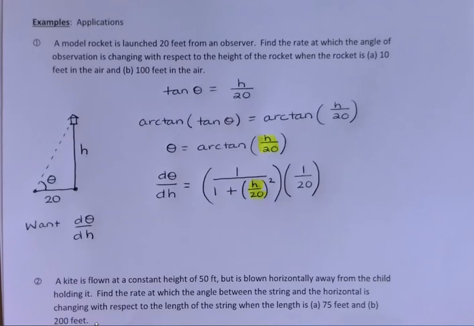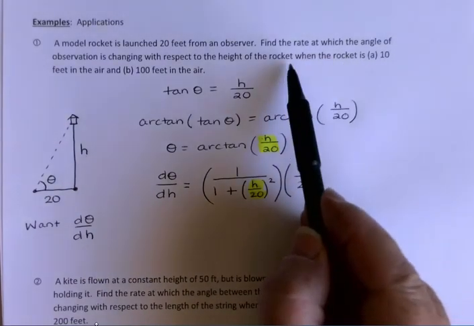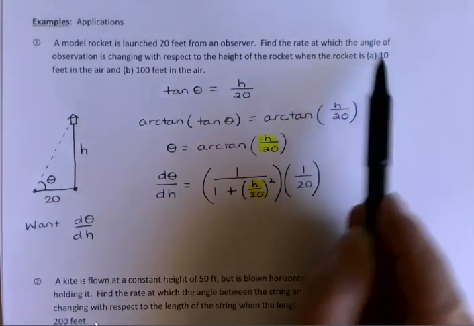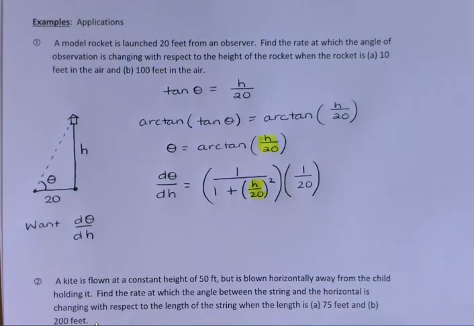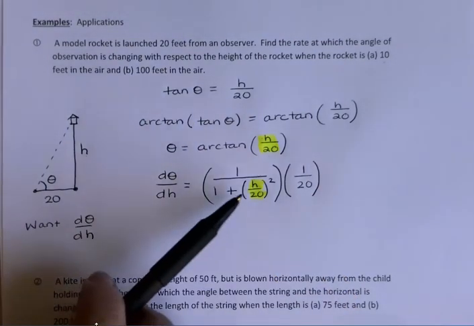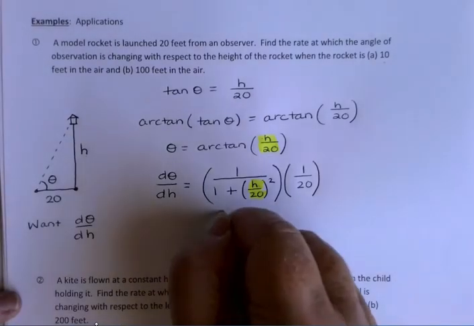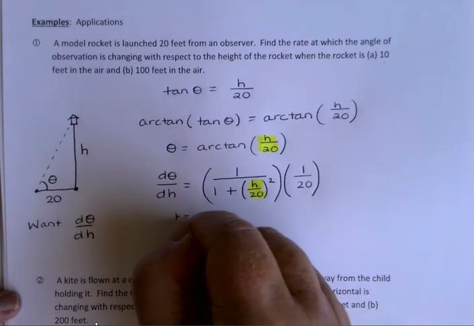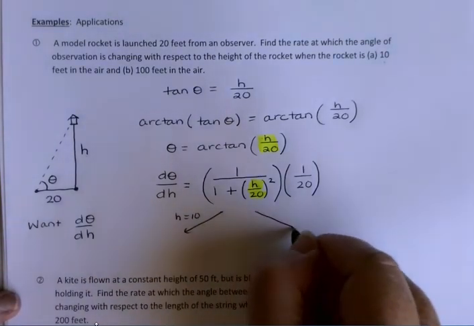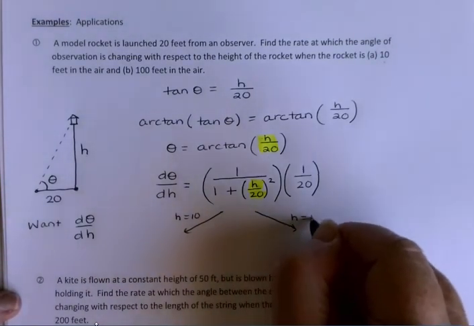But in fact, my final answer isn't the derivative. My final answer is the rate of change when the rocket is 10 feet up and when it's 100 feet up. So ultimately, I'm just going to be plugging in numbers for h, meaning this is probably as good a form as any. So I'm going to say, let's plug in h equals 10. And then we'll also plug in h equals 100.